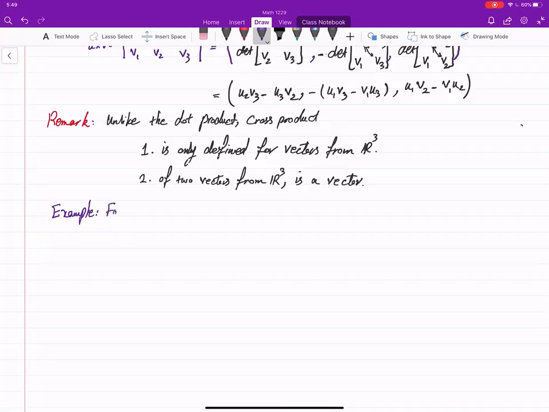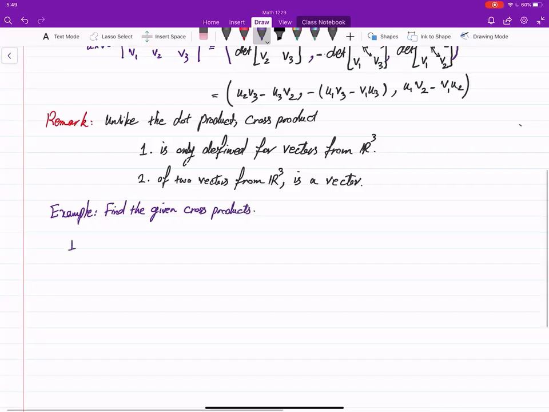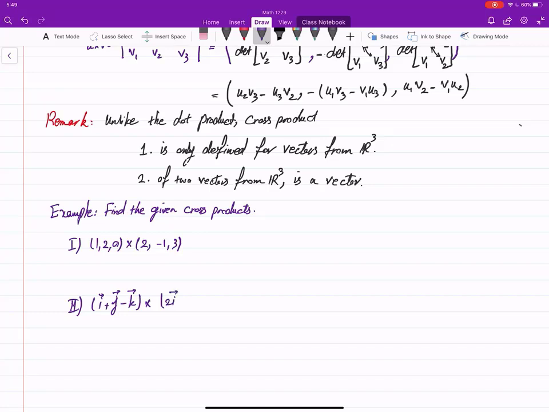We'll find the given cross products. Well, the first one is (1, 2, 0) cross (2, negative 1, 3). And the second one is vector i plus j minus k cross 2i minus 3k.